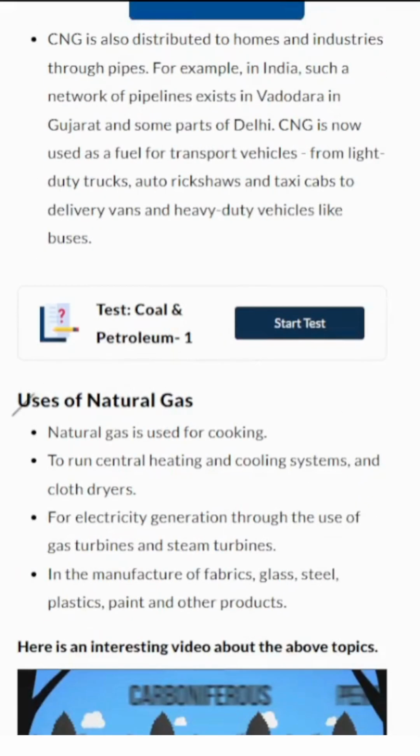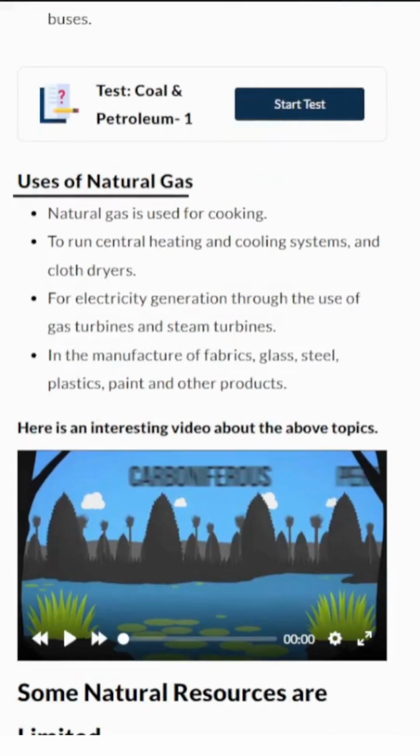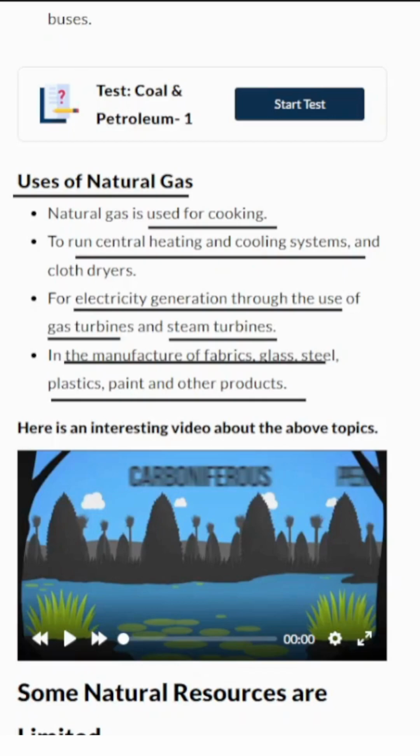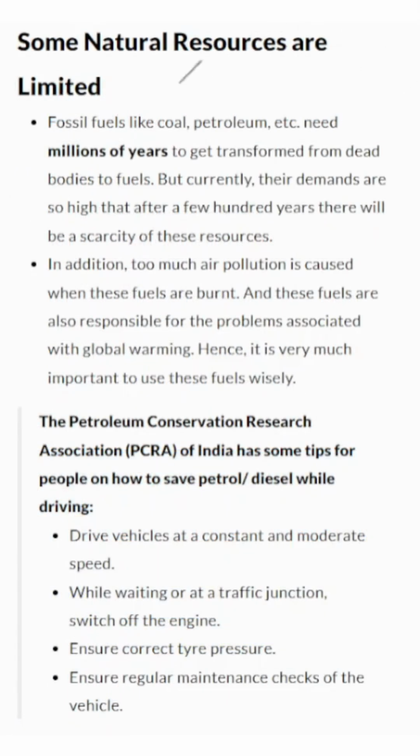Let's now explore the various applications of natural gas. Natural gas has a wide range of practical applications. It's commonly used for cooking in homes and restaurants. Natural gas powers central heating and cooling systems, offering efficient climate control. It's an essential source of energy for cloth dryers, ensuring our laundry is dried effectively. In the realm of electricity generation, natural gas is employed in gas turbines and steam turbines, contributing to the production of electricity. It plays a crucial role in the manufacture of fabrics, glass, steel, plastics, paint, and a myriad of other products.